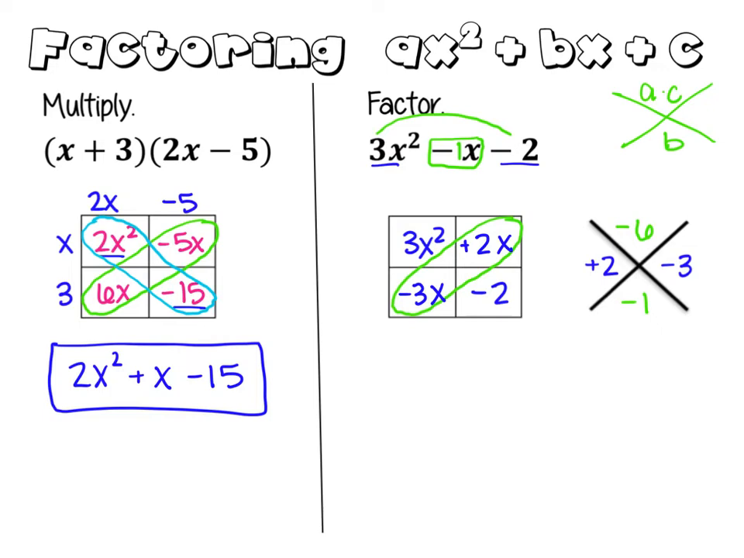Now my job is to figure out what goes on the outside of those boxes so I can figure out what my factors were. To do that, we look at what we practiced yesterday where we factored by finding our greatest common factor. So what is the greatest common factor of my first row? The biggest thing I can divide both pieces by is just x.